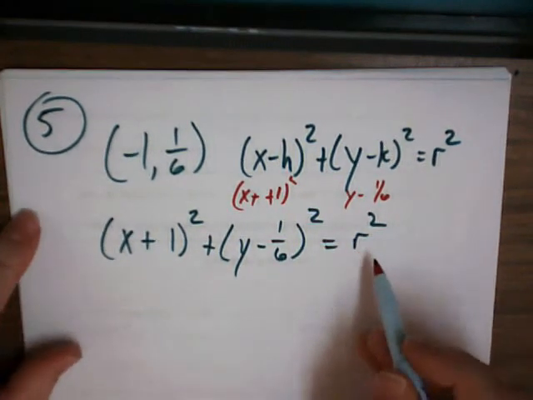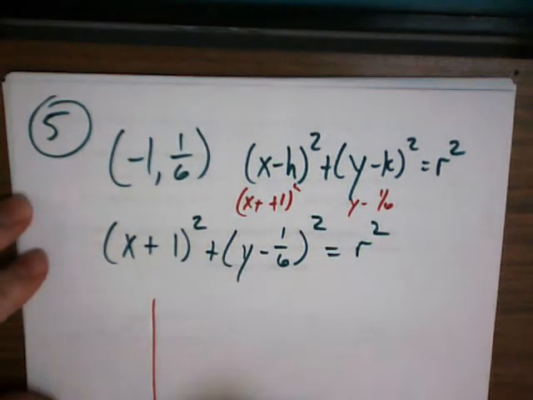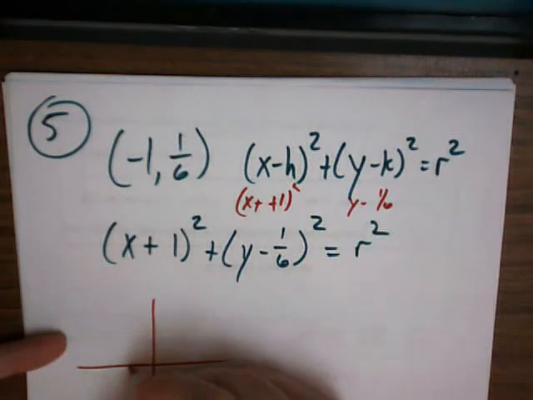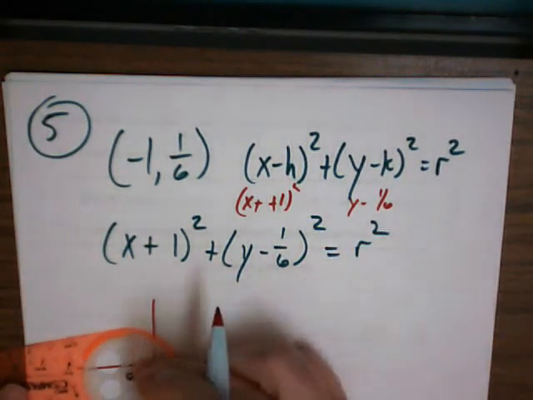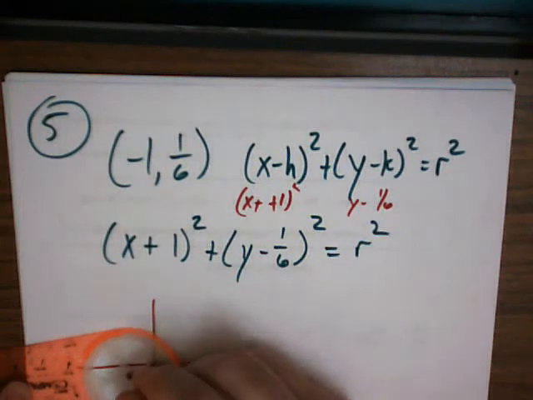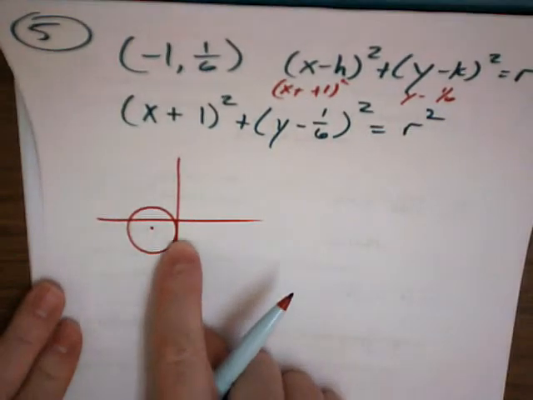But you need to find what the radius is. So what's the radius? Tangent to the y-axis. So you go back 1 and down 1/6. And if you were tangent to the y-axis, it'd look like that. It's just barely touching it.